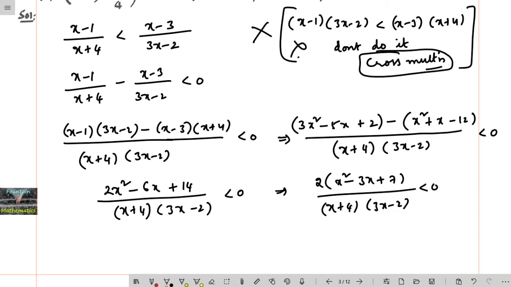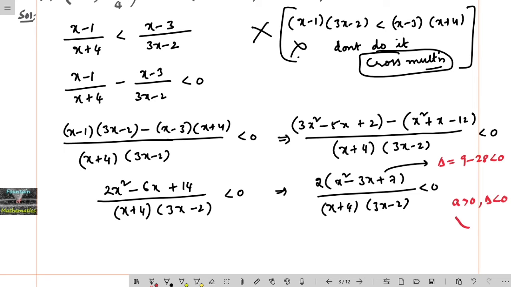In the numerator part, x square minus 3x plus 7, whether it is factorizable or not, we can check by taking the delta value. Delta is b square minus 4ac, that is 9 minus 4 into 7, which is 9 minus 28, a negative number. Since the delta value is negative, and the coefficient of x square is positive, meaning a is positive and delta is less than 0, the curve lies above the x-axis.